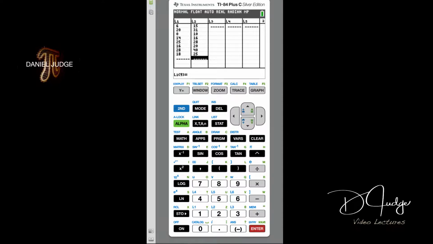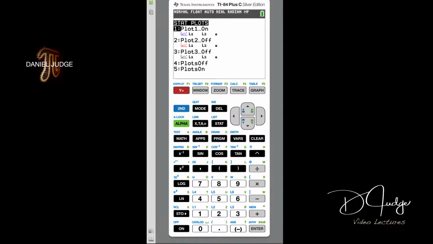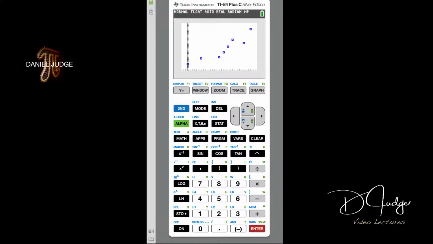Okay, here's our bivariate data entered in the TI, and you say, what do I do with this now? We want to do a scatter plot. So second, Y=, that's a scatter plot. It's on. We're going to go to zoom, all the way to 9, zoom stat. Let's see how this data looks.